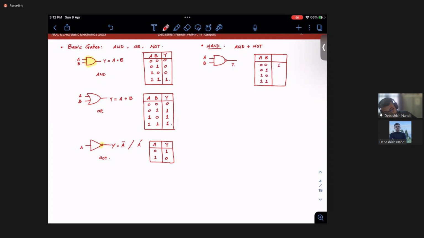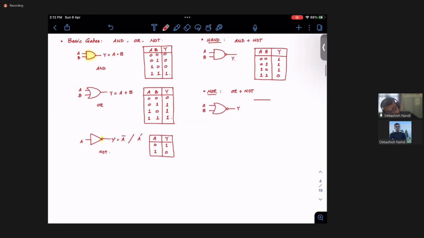So it will be 1 and this will be 0, right? Similarly, what is this? NOT. NOT is nothing but OR plus NOT, right? And as you have rightly predicted, the symbol is something like this. So this is your A, this is your B, this is your Y, right? So what is the truth table? This also you must have guessed.